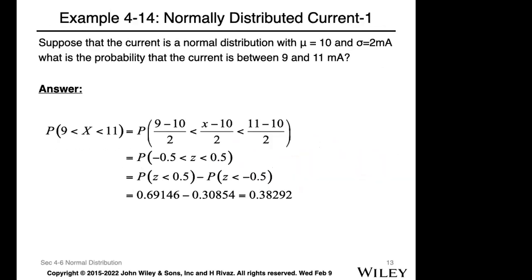Suppose that I have a current that's a normal distribution with a mean of 10 and standard deviation of 2. So I know that my average current is 10 and its standard deviation is 2. What's the probability that the current is between 9 and 11? Again, we draw the distribution. The distribution is a normal distribution with a mean of 10, and I want the probability that my current is between 9 and 11, right? So I want this area under the curve.